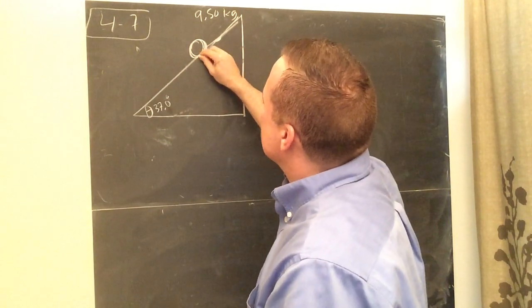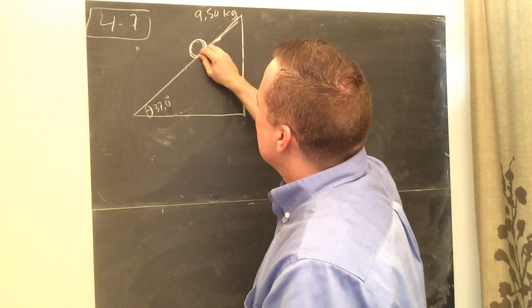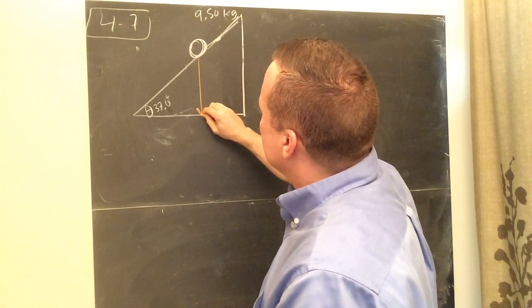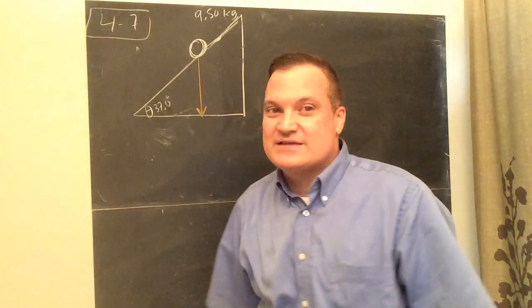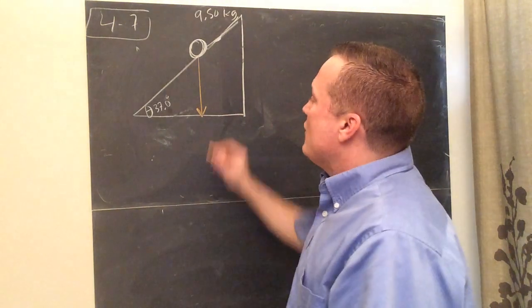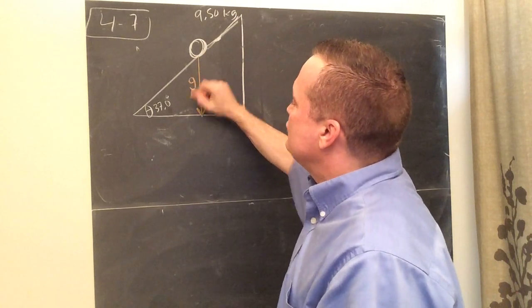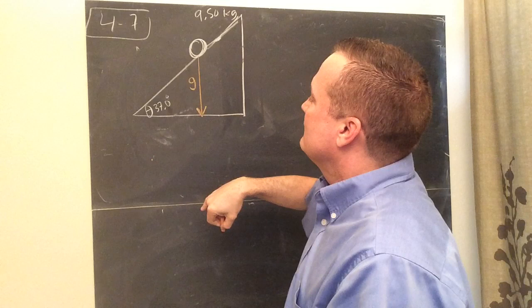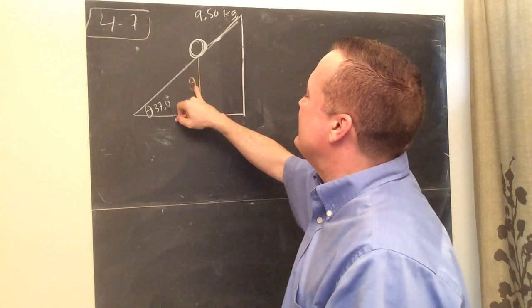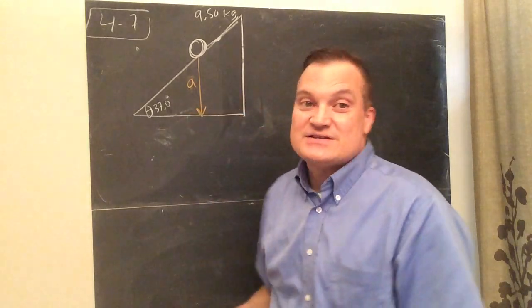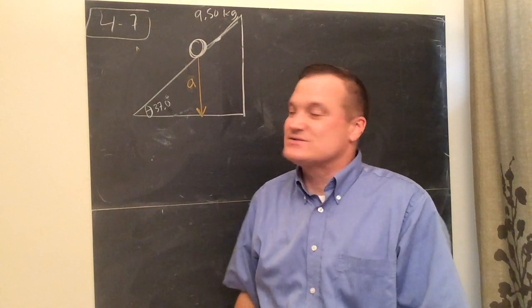Then I want to draw my little triangle diagram here. Remember, force vectors. The weight, gravity, is going to pull straight down. For this problem, I need to know the acceleration of gravity. You could put G, or you could put A. I'm going to put A because we're going to be doing kinematics. We know that the acceleration is 9.81 meters per second squared.